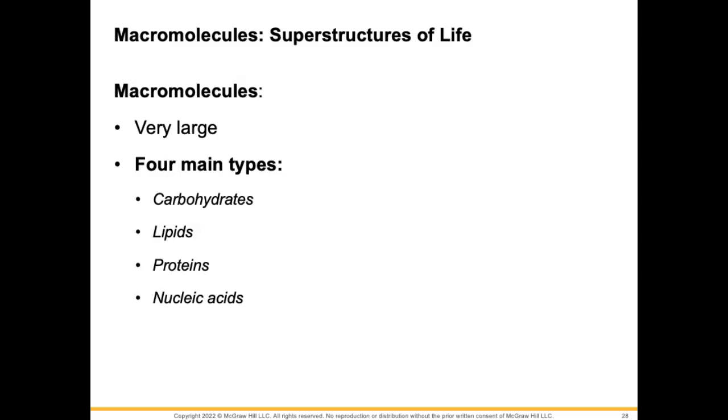All right, so this is part 4 of chapter 1. We're moving on to macromolecules. So, in comparison, when we talk about macromolecules, these are pretty large. We have 4 main types. We have carbs, or carbohydrates, lipids, proteins, and nucleic acids.